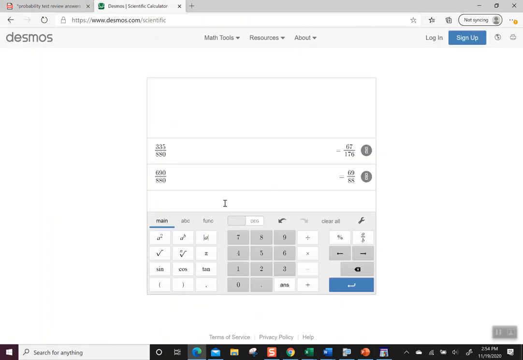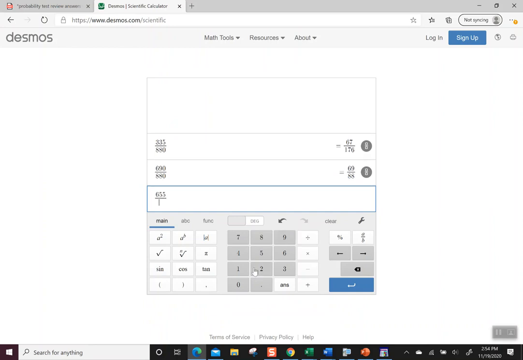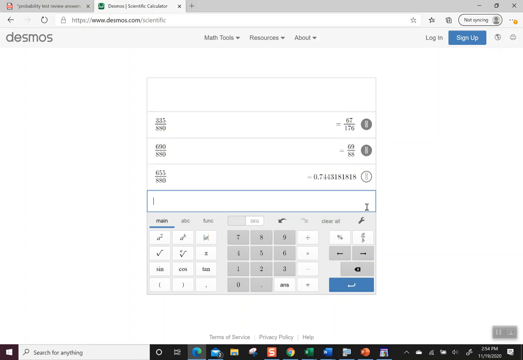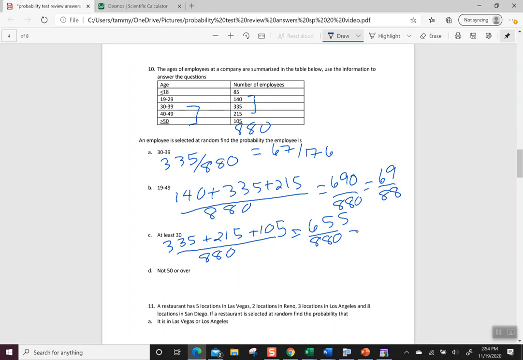Again, let's just switch over and say 655 divided by 880. And here our fraction is 131 over 176. I'll kind of circle these so you can see them separately.